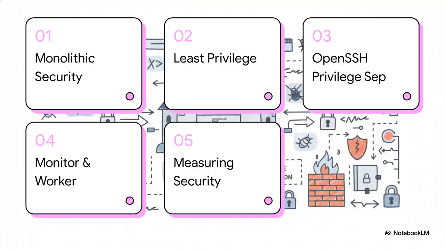Here is our roadmap for today. We've got 1. The monolithic security problem. 2. Principle of least privilege. 3. Privilege separation in OpenSSH. 4. The monitor and worker dance. And finally, 5. Measuring the security gains. Let's get right into it.